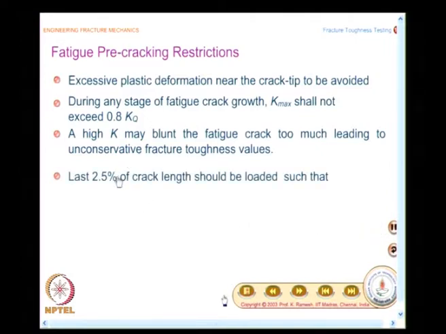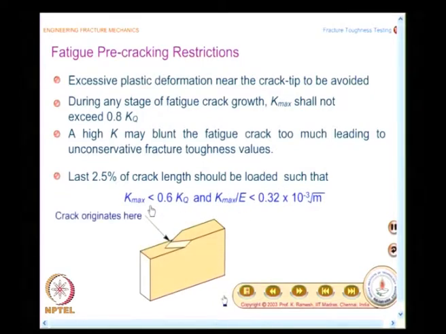Not only this, during the last 2.5% of crack length should be loaded such that K max is less than 0.6 Kq and K max divided by Young's modulus is less than 0.32 into 10 power minus 3 root meters. These are all very stringent restrictions, and in fact, a person performing the fracture toughness testing has to adhere to that.